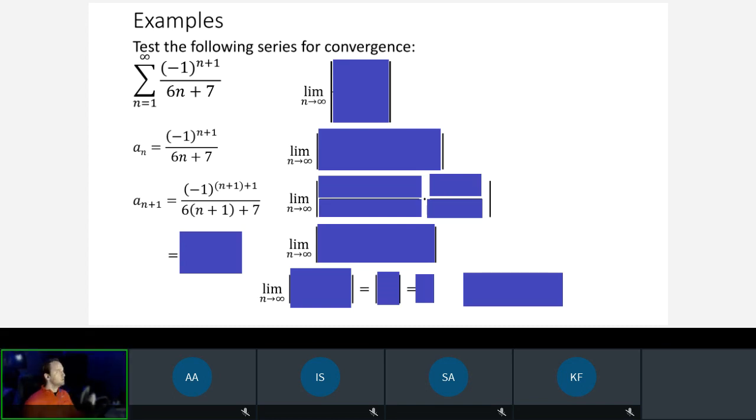So in the numerator, n plus 1 plus 1, what does this become in the numerator? N plus 2, yeah. And then in the denominator, you have to distribute the 6 times n, 6 times 1, and then add 7 to it. So I did that all in one step. All of you could easily do that in your head. So that's how a sub n plus 1 is equal to that. Nothing difficult yet.